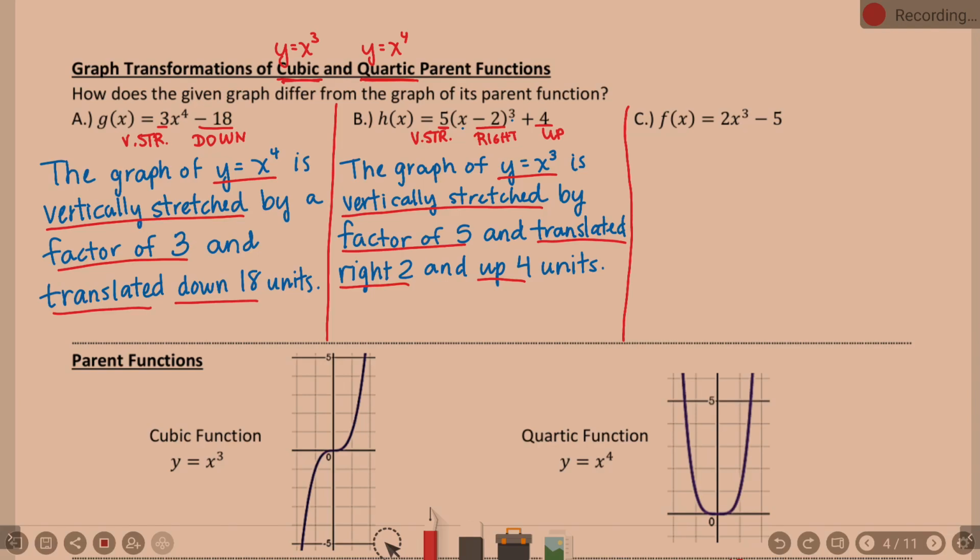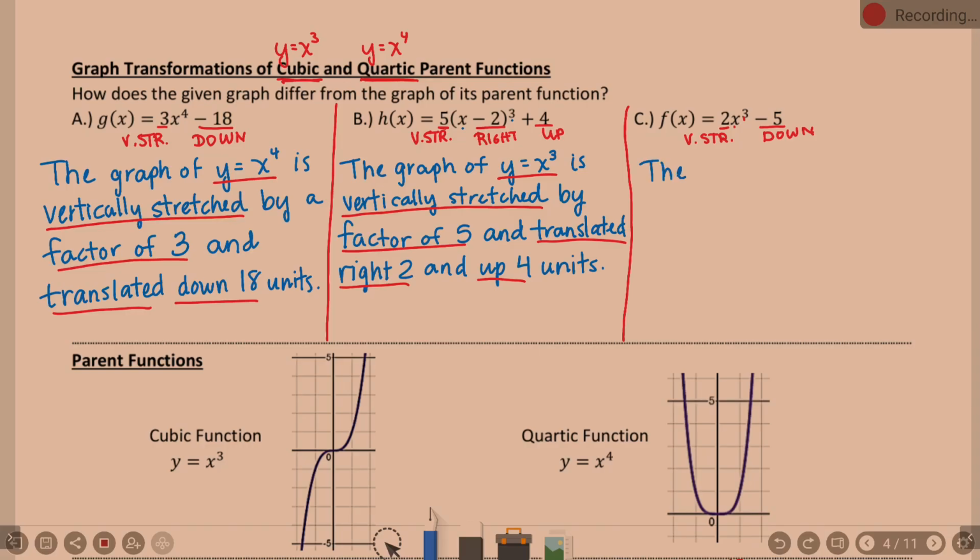Okay, so C. I really should have probably changed these up some. They're kind of repetitive, but that's all right. What do you know about C? F of x equals 2x cubed minus 5. The 2 again, it's a number bigger than 1 again, so vertical stretch. The 5, it's not in the parentheses, so it's just going to go down 5. And this is being done to the graph, x to the third.